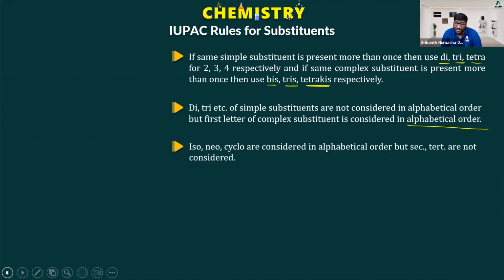Iso, neo, cyclo are considered in alphabetical order. Whenever you are writing iso, neo, and cyclo, they have to be considered in alphabetical order. But secondary, tertiary, these are not considered in the alphabetical order. You will get clarity only when you try to look at examples.